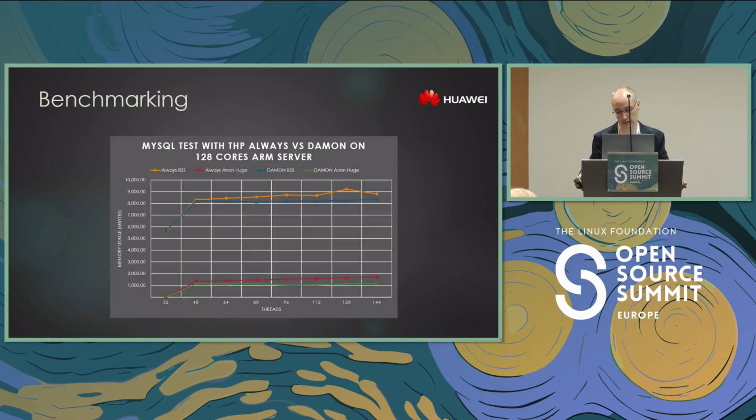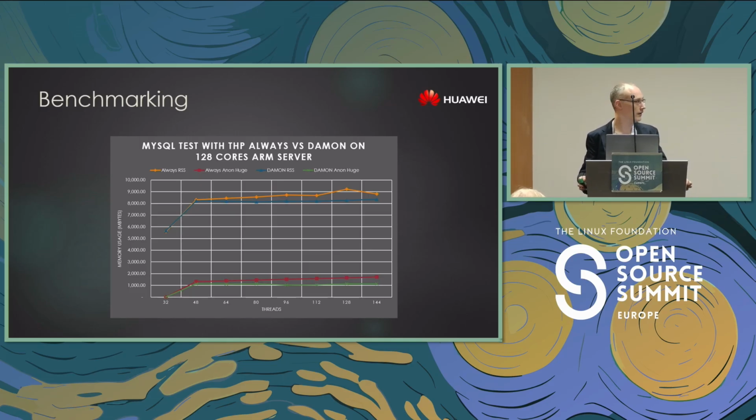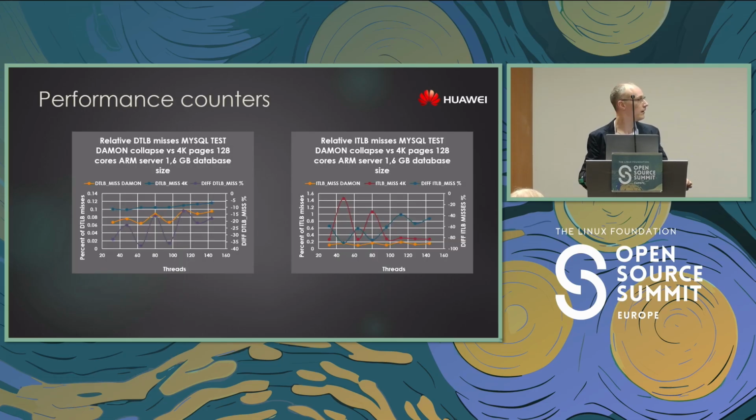This is the same as before. So memory consumption, this is huge page consumption, and RSS consumption, like the entire consumption for that task. So again, we compare against always and Damon, and again, memory consumption is a lot lower for our case.